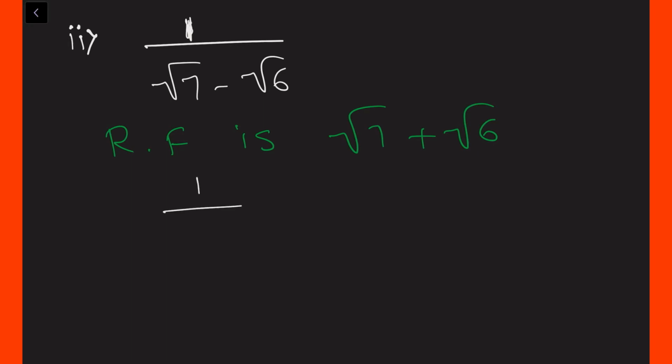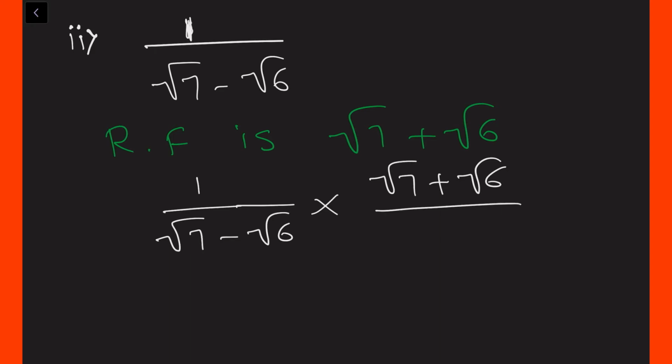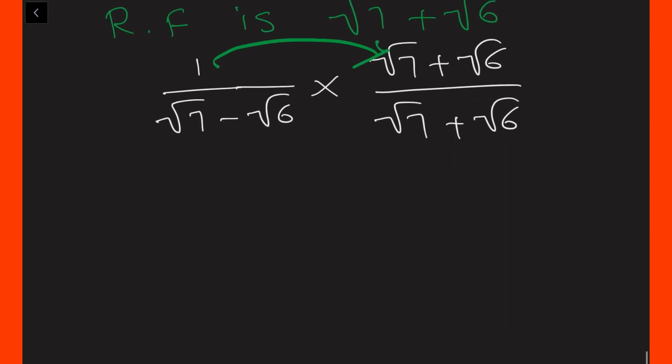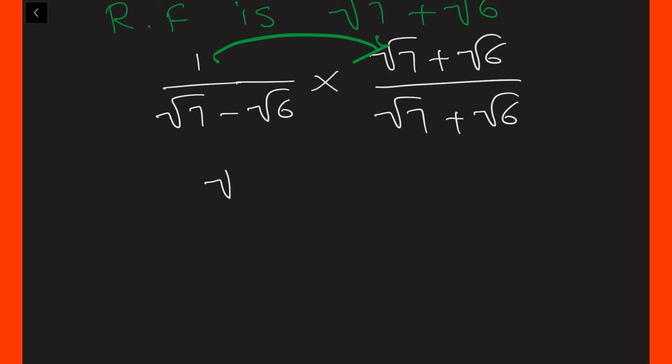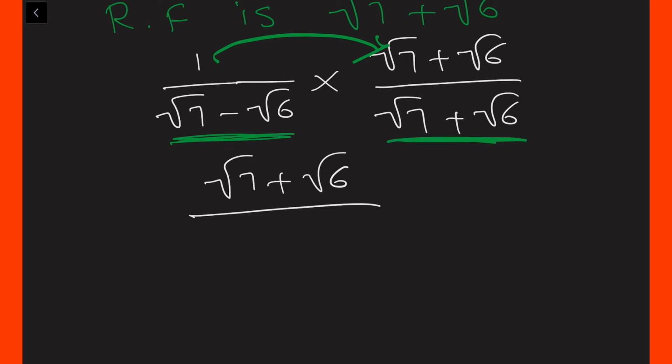Question as usual, 1 by root 7 minus root 6, multiplying and dividing by root 7 plus root 6 by root 7 plus root 6. 1 into any number is that number only again. So in the numerator we will get root 7 plus root 6. As I said in the previous one, always in the denominator we will be having a square minus b square only. Here a minus b into a plus b. A minus b into a plus b is nothing but a square minus b square. So root 7 whole square minus root 6 whole square.